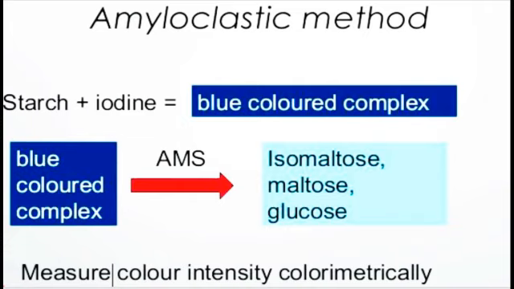In the amyloclastic method, the substrate starch is made to react with iodine solution and we get a blue colored complex. To this, amylase enzyme is added. Now the amylase acts on the starch in this blue colored complex and gives isomaltose, maltose and glucose. The color slightly changes to pale blue or light blue. Then this color intensity is measured colorimetrically.